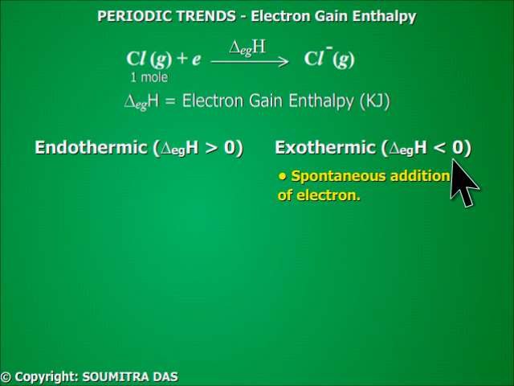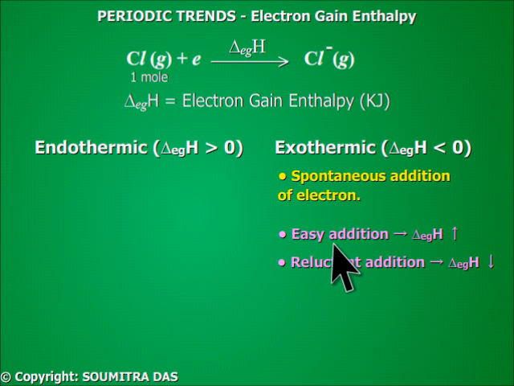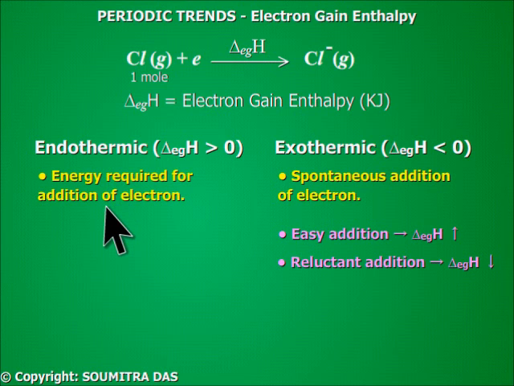The magnitude of the negative electron gain enthalpy increases with the ease with which the electron is added. Or in other words, if the electron is added to the atom more easily, then the magnitude of the negative electron gain enthalpy increases. And if the electron is added more reluctantly, then the magnitude of the negative electron gain enthalpy decreases. In some atoms, this reluctance is so great that the electron gain enthalpy becomes positive and the process becomes endothermic. In that case, no energy is released. Rather, energy is required to be supplied in order to gain an electron.